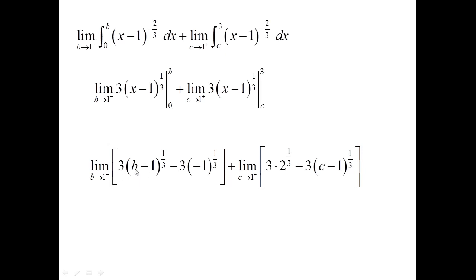If we have 1, we're going to get 1 minus 1, which is 0. So that one's going to go to 0. We have minus 3 times negative 1 to the 1/3 power. What's the cube root of negative 1? It's negative 1. We end up with 3 there. So out of this one, we're going to have 3. Over here at this one, we have 2 to the 1/3 power. That's the cube root of 2 times 3. This one, as c approaches 1, is going to be 0, so that goes away. So we're going to end up with 3 plus 3 times the cube root of 2.